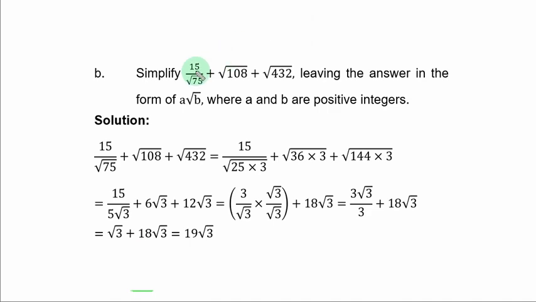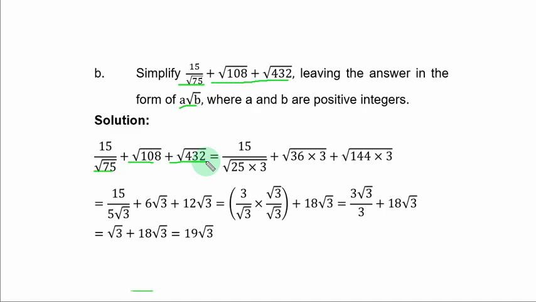Question 1b. Simplify 15 over root 75 plus root 108 plus root 432, leaving the answer in the form a root b, where a and b are positive integers. Now we have surd forms there. So these 3 surds, let us express them in basic form.